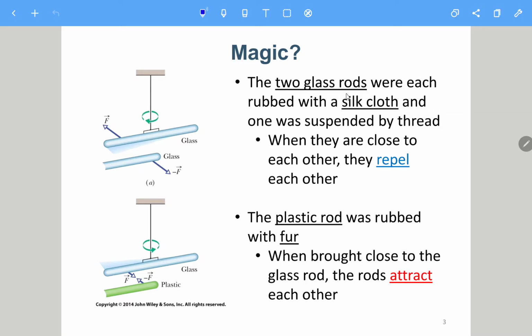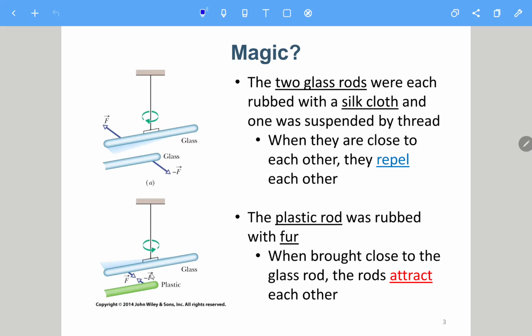And then you try to use a silk cloth to rub these two glass rods. Then the phenomenon is like, if you put this glass rod close to this hanging one, then when they are close to each other, they repel each other. So this is the first phenomenon we observe.